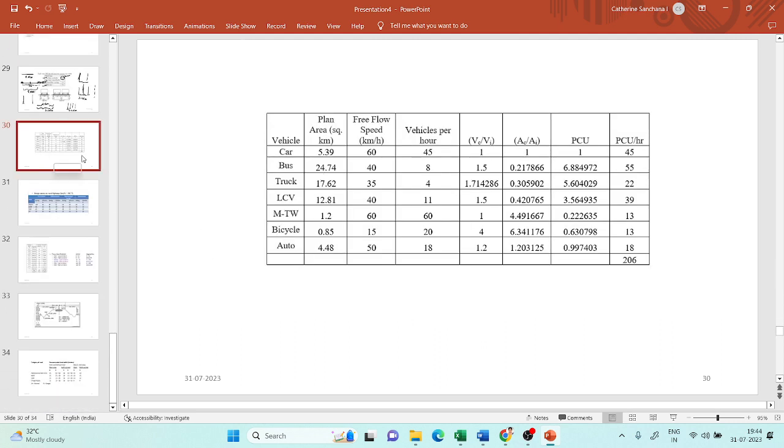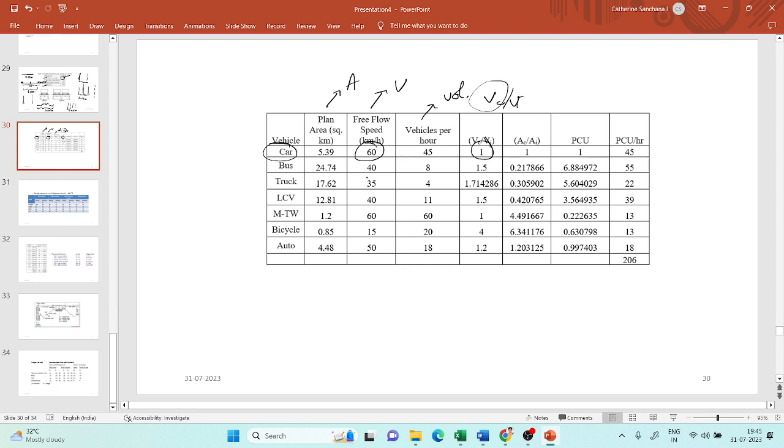So this is the value of area A, and this is V, and this is volume. Now I have to find out VC by VI. What is VC? VC is velocity of car. Velocity of car is 60, and that has to be divided by velocity of the vehicle, which is here. Again, it is car, so it is 60 by 60. It is 1. That is why I get 1.